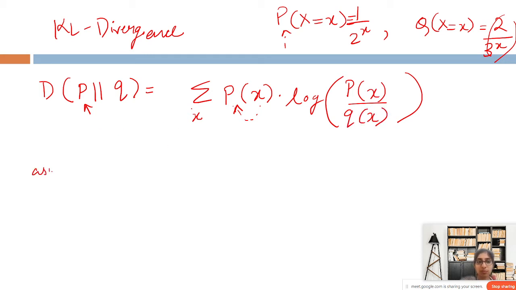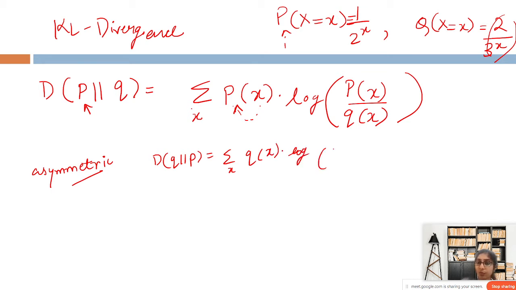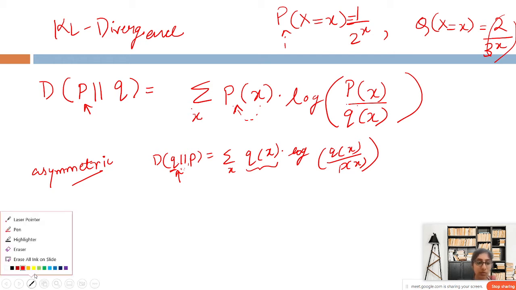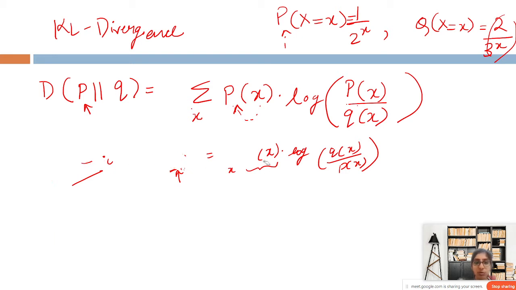This is an asymmetric function. Why was I asking whether it's symmetric or asymmetric? Because if the formula were like this, q over p, then it would have been summation x, q(x) into log of q(x) over p(x). So whatever is written on the left hand side of this pipe symbol, that will come before the log and in the numerator of the log. Okay, I hope it is clear. So based on our question, we are to use this first formula.